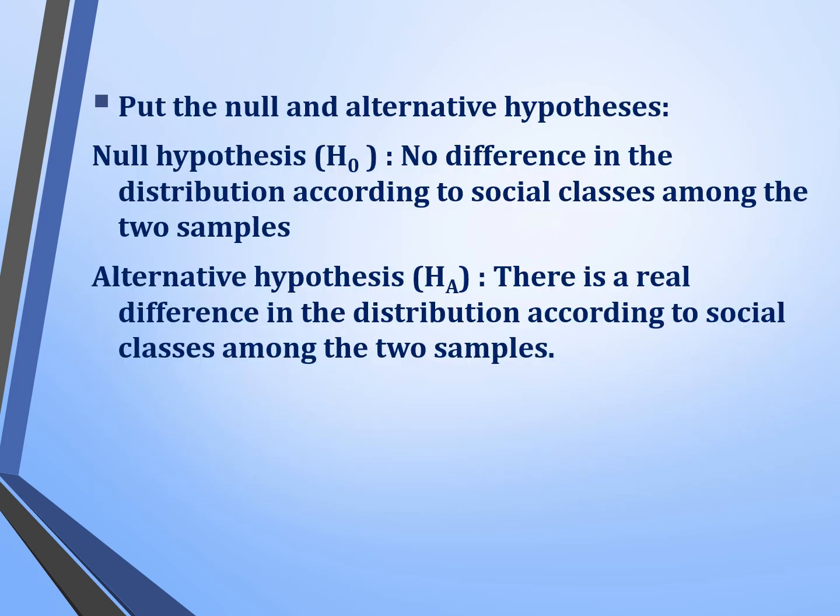So first you are going to put the null hypothesis and the alternative hypothesis. The null hypothesis states that there is no difference in the distribution according to social classes among the two samples, while the alternative hypothesis states that there is a real difference in the distribution according to social classes among the two samples.